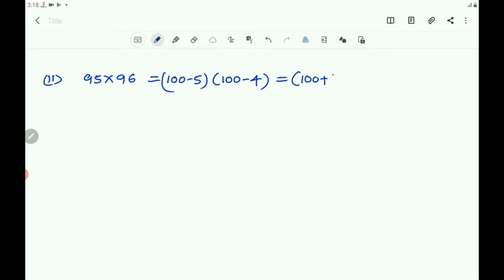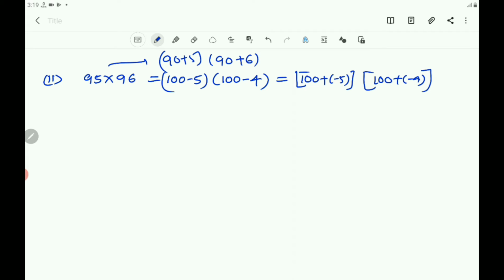100 plus minus 5 and next one is 100 plus minus 4. One method. Or otherwise you can write it as 90 plus 5 into 90 plus 6. Then also you can do in the place of 100, here there is 90, and in the place of negative 5 there is plus 5.